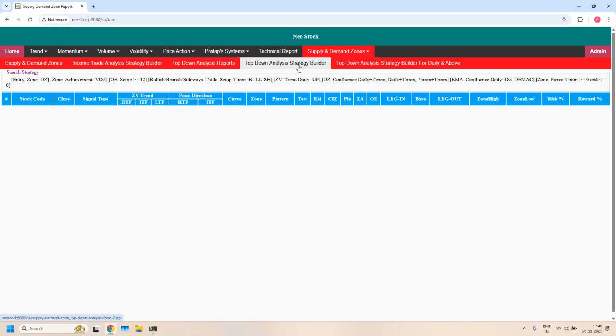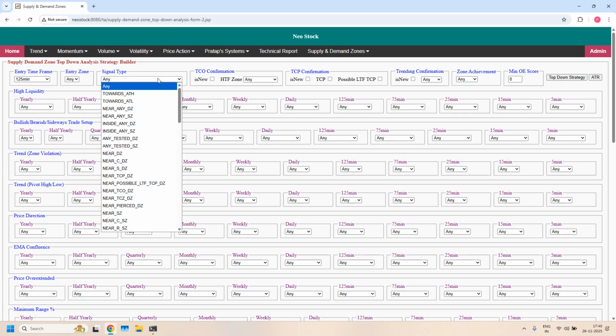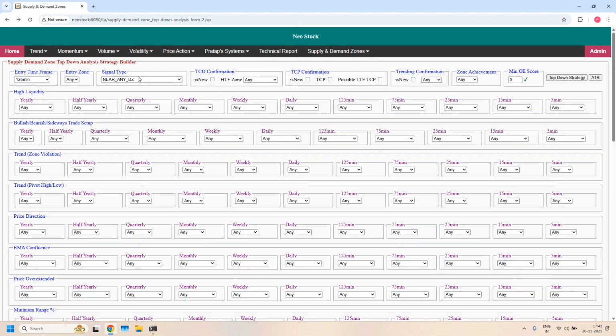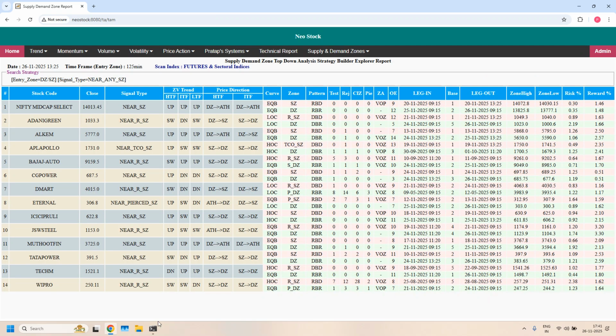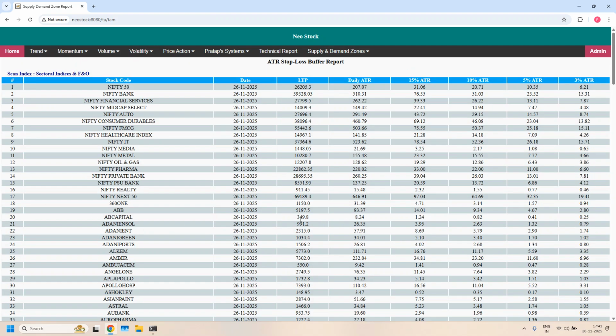Next, I will generate finding the stocks near demand and supply zones, but only 125 minutes time frame I will generate in today's report. Stocks near to the 125 minutes demand zone, we got 10 stocks. Next, stocks near to the 125 minute supply zone, we got 14 stocks. And final report, I am generating stop buffers based on daily ATR. So I'm scrolling the list down. Whichever the stock you want to refer, pause the video, study, and then proceed further.